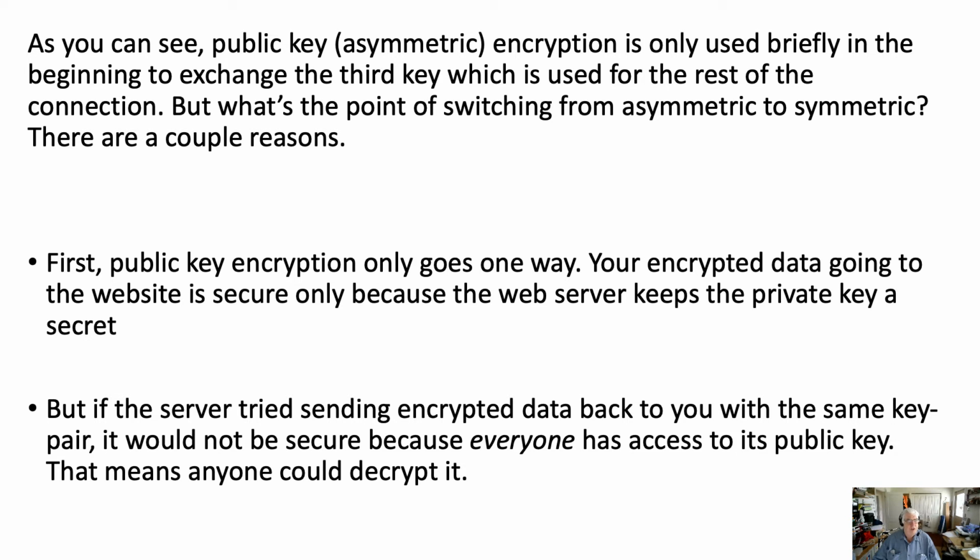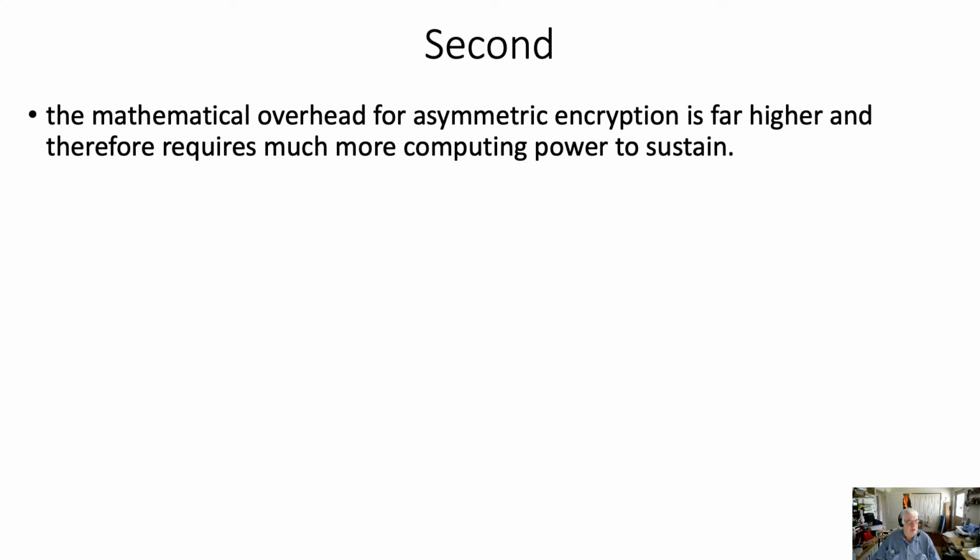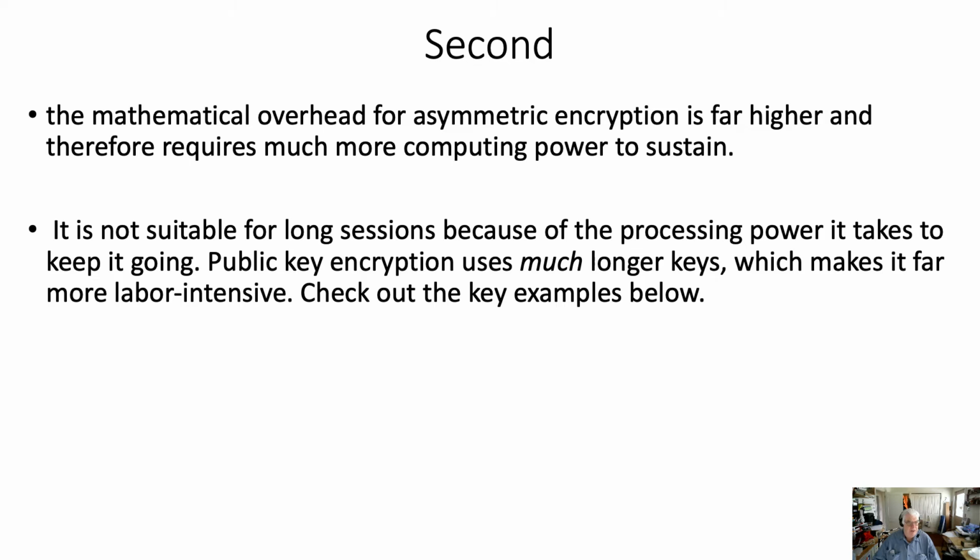So you only use the asymmetric encryption briefly, to build up the session key. And the point of switching to symmetric key, there are a couple of reasons. First, the public key encryption only goes one way. Your encrypted data going to the website is secure only because the web server knows the private key and it's their secret. But if the server tried to send encrypted data back to you with the same key pair, it would not be secure because everybody would have access to its public key. That means that anyone could decrypt it.